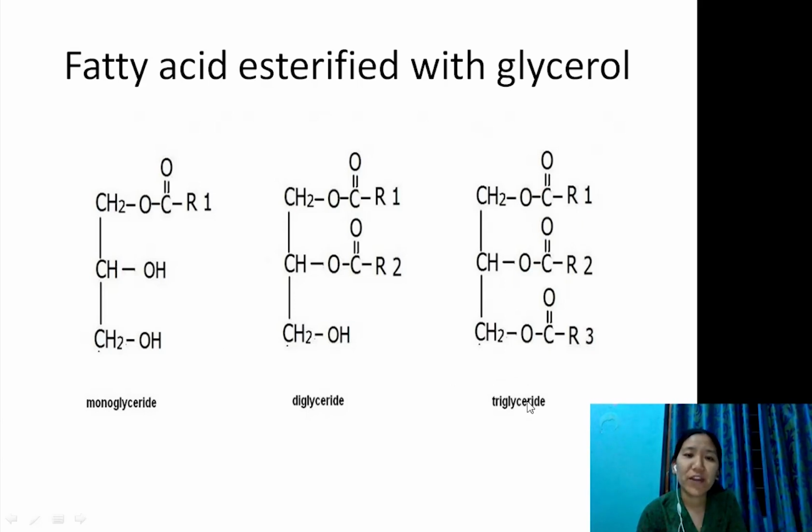Monoglyceride has 1 fatty acid esterified with glycerol. Diglyceride has 2 fatty acids esterified with 1 glycerol. Triglyceride has 3 fatty acids esterified with the glycerol.